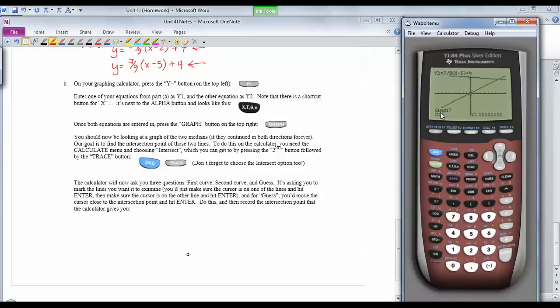Now it says guess. Guess helps the calculator figure out where to look around first. So I'm going to move my cursor over to here and then hit enter because that's pretty close to where the actual intersection is. So left and right moves the cursor. So that's pretty close. I'll hit enter. And then it actually tells you what the intersection point is. So the intersection point is 8, 6.3 repeating.